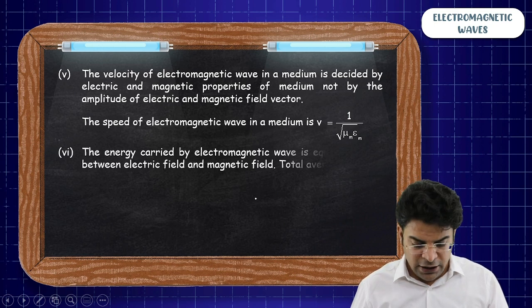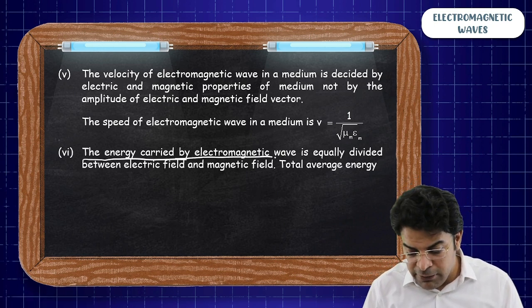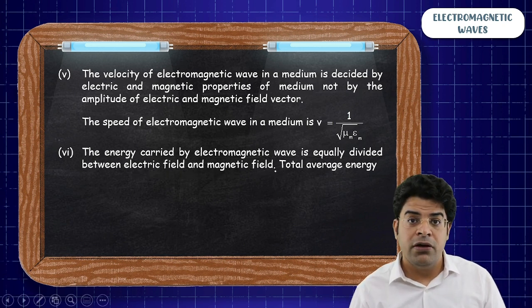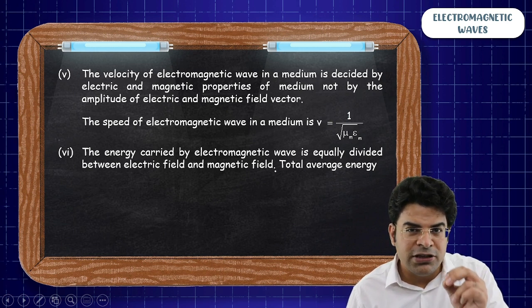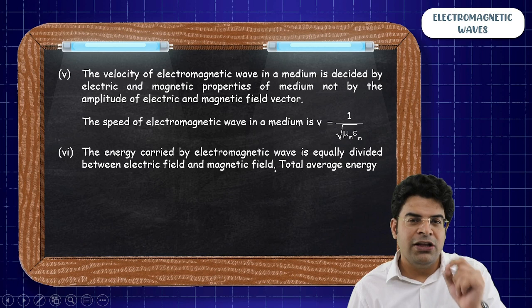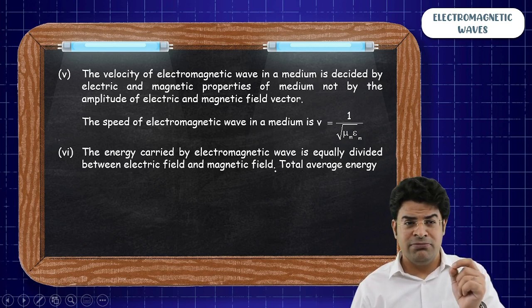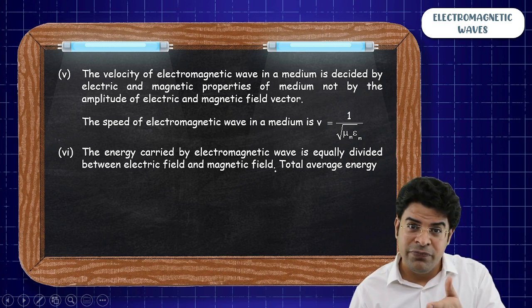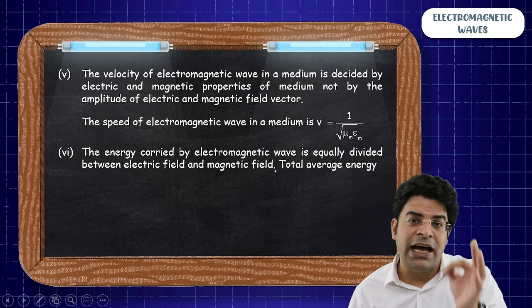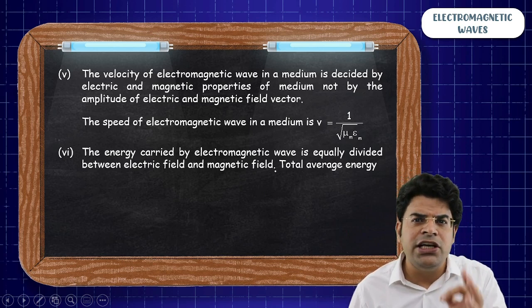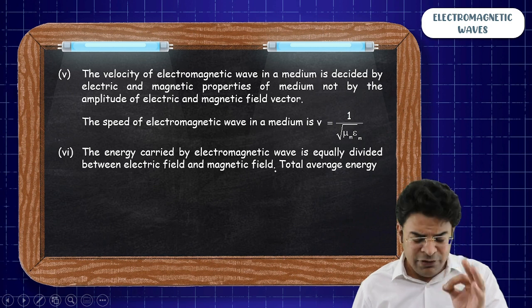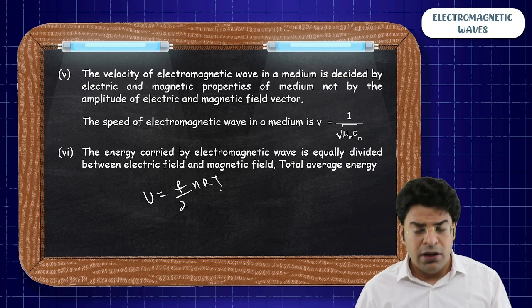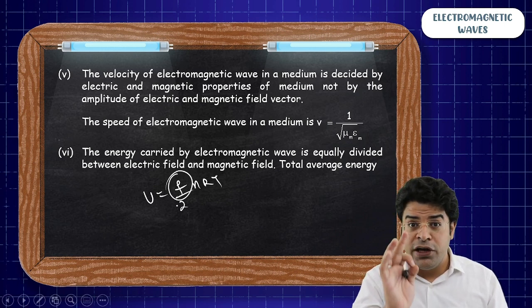Now let's talk ahead. The energy carried by an electromagnetic wave is equally divided between the electric field and magnetic field. Now here comes a simple question. Who gave the law of equipartition of energy? Maxwell. Who gave the theory of EM wave? Maxwell. There, while teaching KTG, I said that the energy associated with each degree of freedom is equal. And we said that the total internal energy equals f by 2 nRT, where f is the number of degrees of freedom, right?